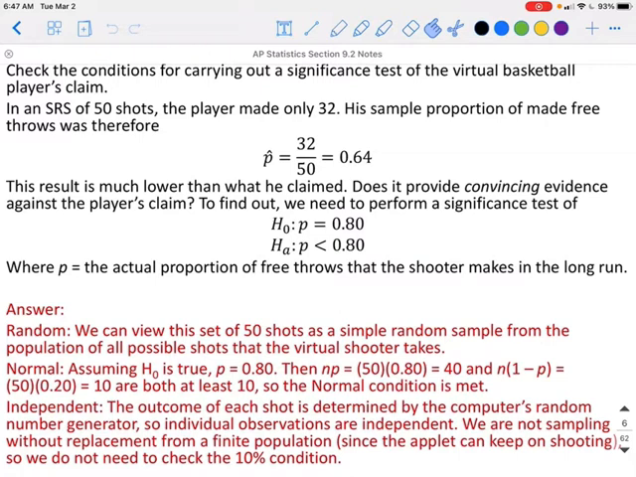To check to see if it's normal, we are going to assume that our p is 80%. So 50 times 80% gives us 40, and n times 1 minus p, which in this case would be 20%, is going to give us 10. Both of these values are at least 10, so the normal condition is met. The last thing we need to check is independent, and remember it needs to be the 10% condition. We can assume that the shooter is going to take more than 500 shots, so that 10% condition is met because we can just do as many as we want, because this is a virtual shooter.